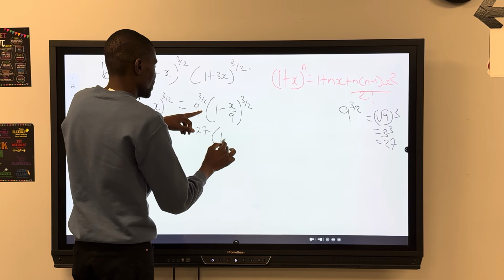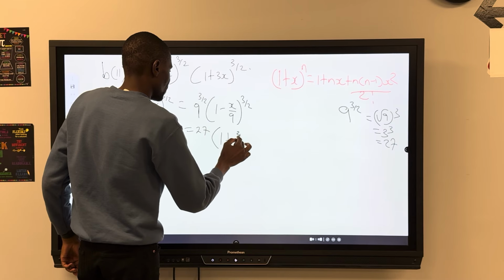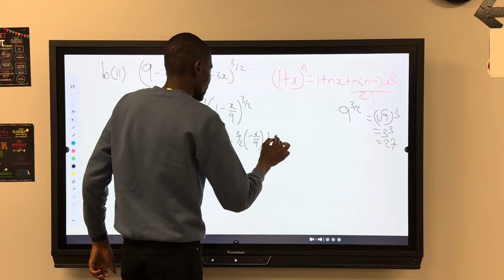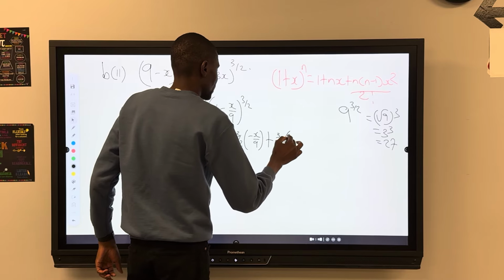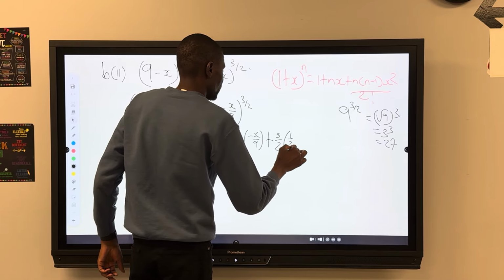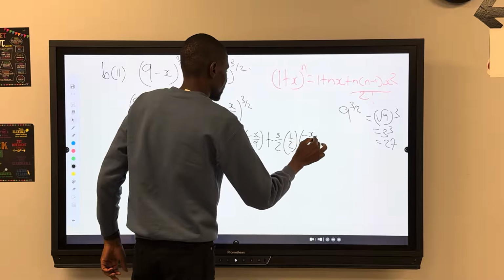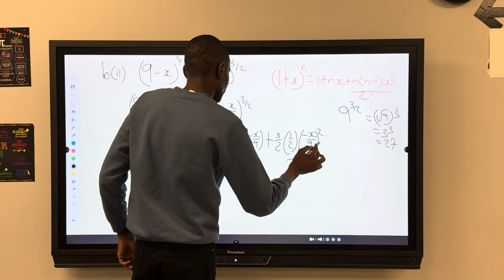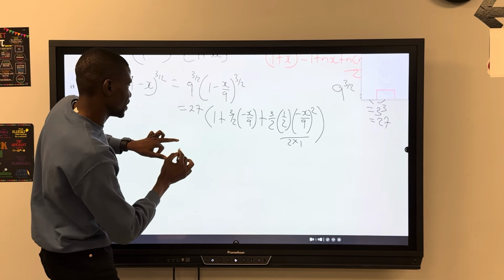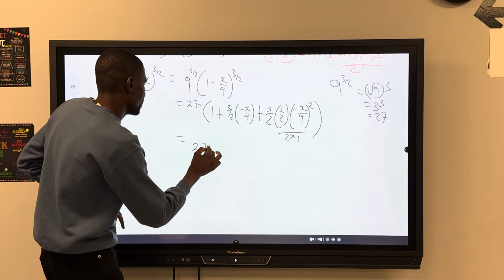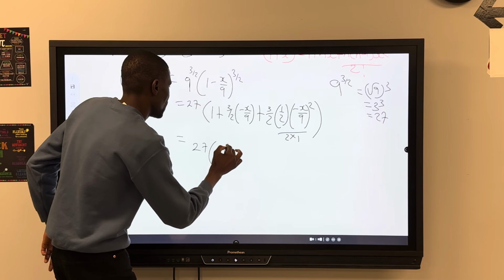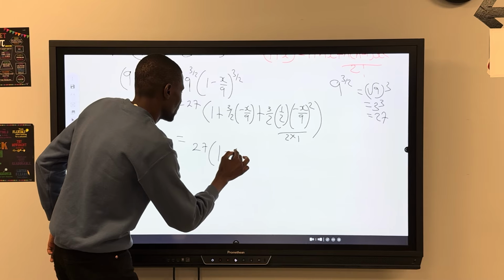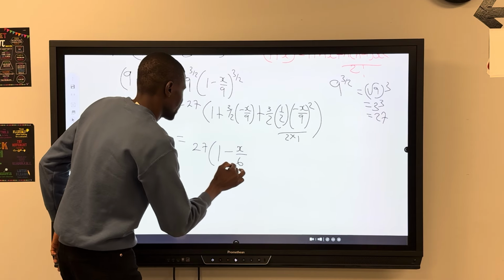Right. So here it's 1 plus n, which is 3 over 2, times minus x over 9, plus n, 3 over 2, times (3 over 2 minus 1), which is 1/2, then minus x over 9 squared over 2 times 1, right? Which is equal to 27 times (1 minus x over 6), right?